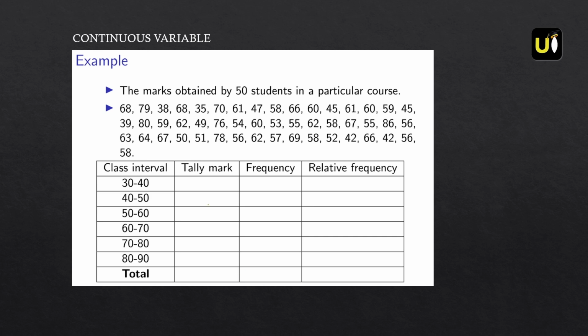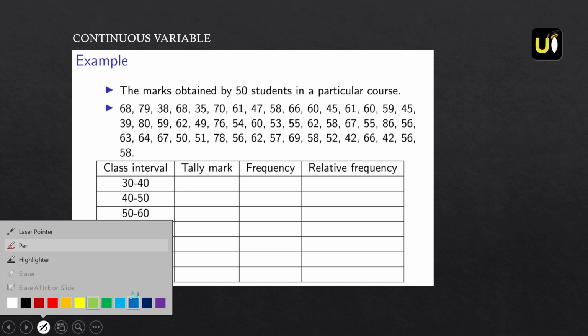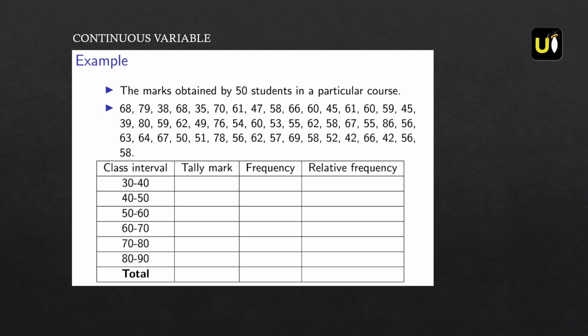We have the marks obtained by 50 students in a particular course. So here we will find out the frequency again, as I already told you in previous slides, that suppose this is the class, so here 30 will be included but 40 will not be included. All right, so according to this you have to fill out this frequency distribution table. So let's count for the 30 to 40 first.